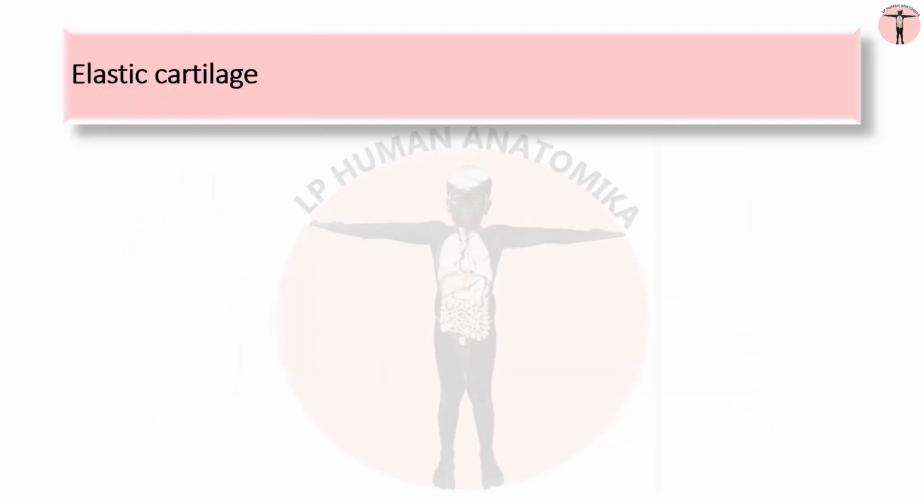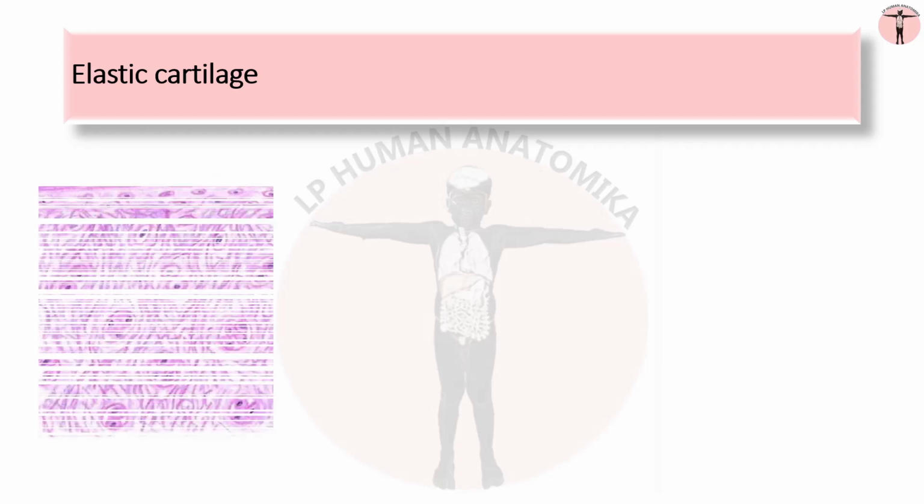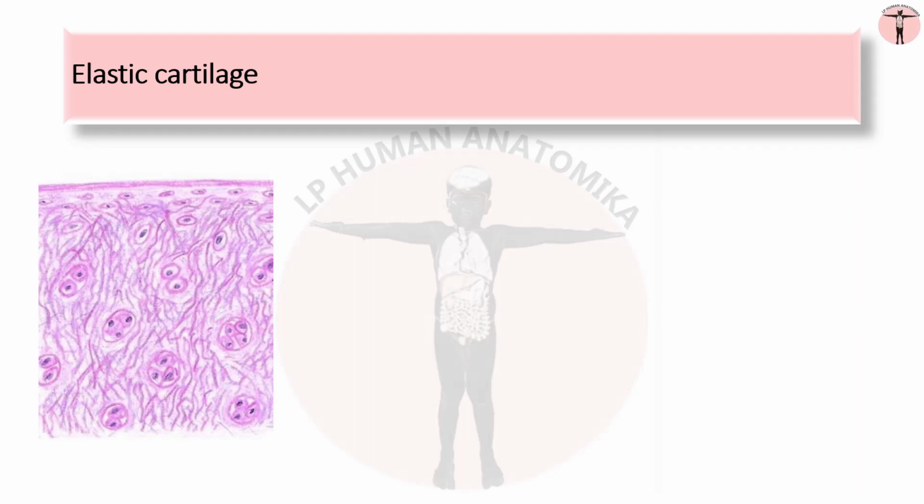Coming to the elastic cartilage. It is present in places where more flexible support is needed. It has more flexibility than the hyaline cartilage. It appears yellow on gross appearance due to the presence of elastic fibers. Now, coming to the structure of elastic cartilage, it is similar to hyaline cartilage with some differences.